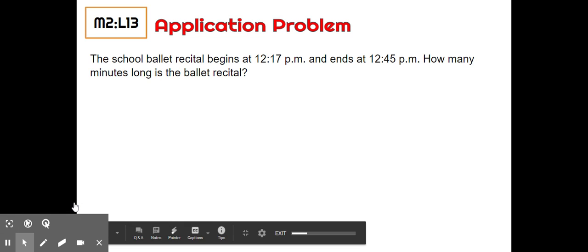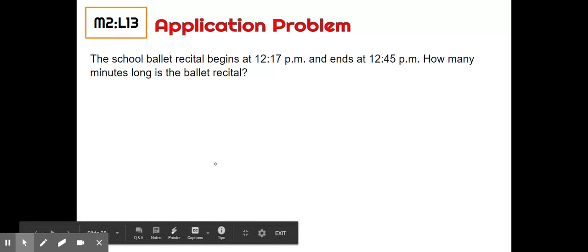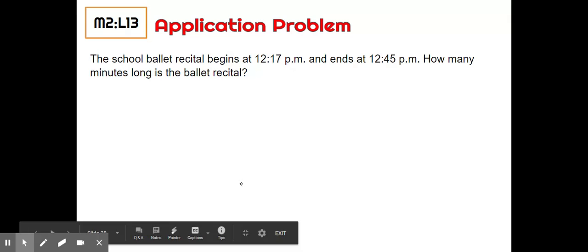Hi, boys and girls. Today is application problem lesson 13. We are going to be looking at finding intervals of minutes on a timeline or a number line. Remember, there are two types. One is a horizontal number line, and the second one is a vertical number line. Remember, I always think about the bridge and the uppercase H for horizontal that goes across. And since the big V goes up and down, I always think that's vertical, so it goes up and down.